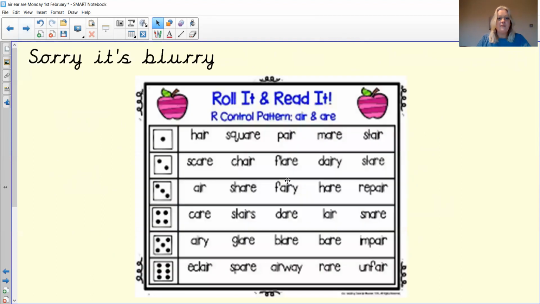So I know you've done lots already, so don't worry if you don't want to do this. But if you want to play the roll and read with the air, it's a bit blurry. You have to Google these things. And this is what I could find for the air sound. So if you want to play roll and read, pause your video now.